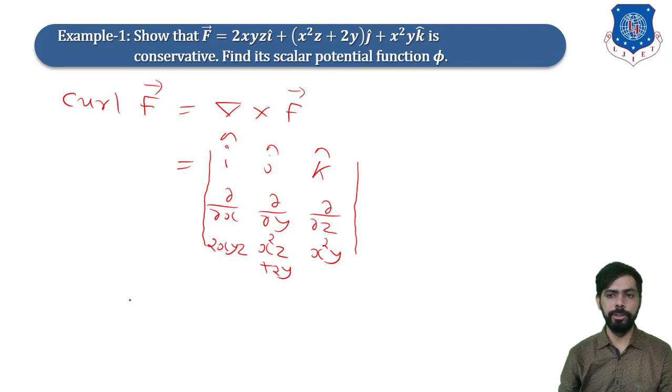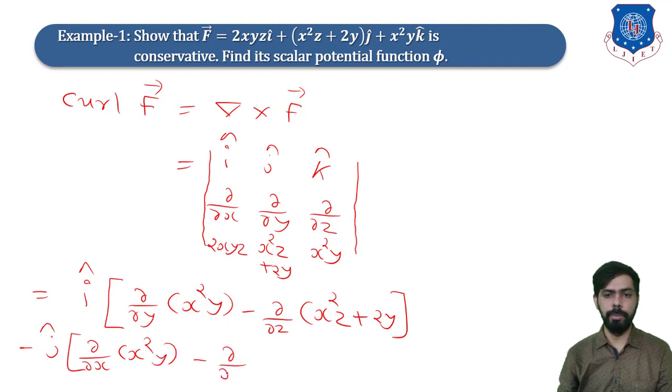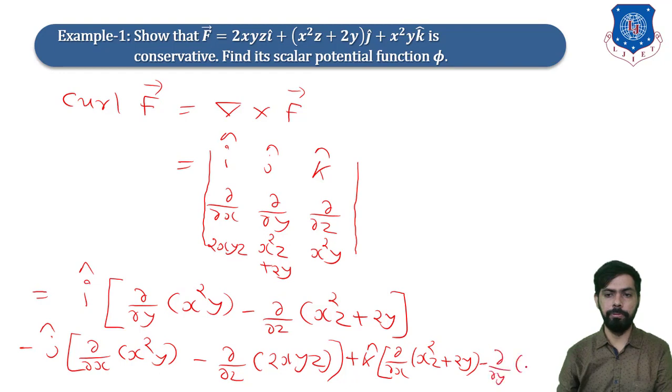Now we will find the determinant of this. So this will be i in bracket del by del y of x square y minus del by del z of (x square z plus 2y), then minus j in bracket del by del x of x square y minus del by del z of 2xyz, then plus k cap in bracket del by del x of (x square z plus 2y) minus del by del y of 2xyz.